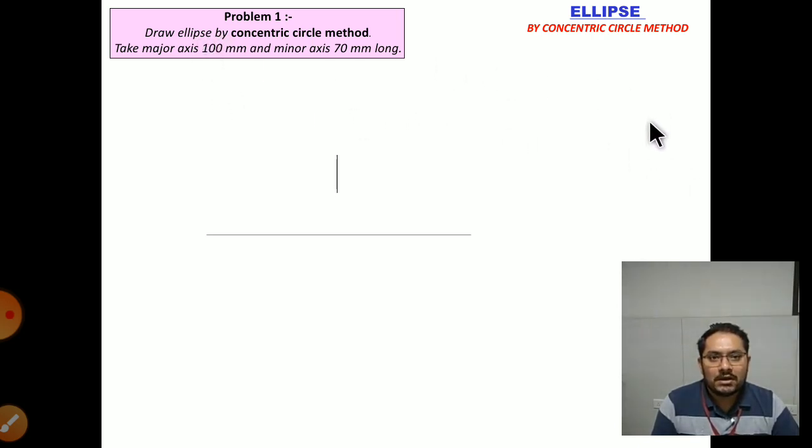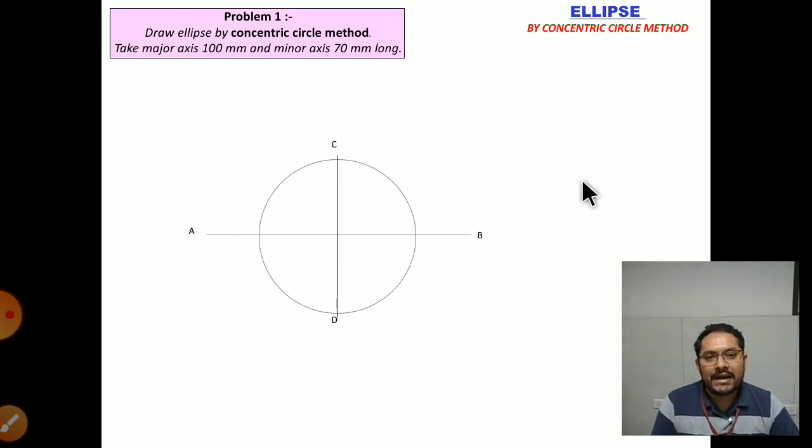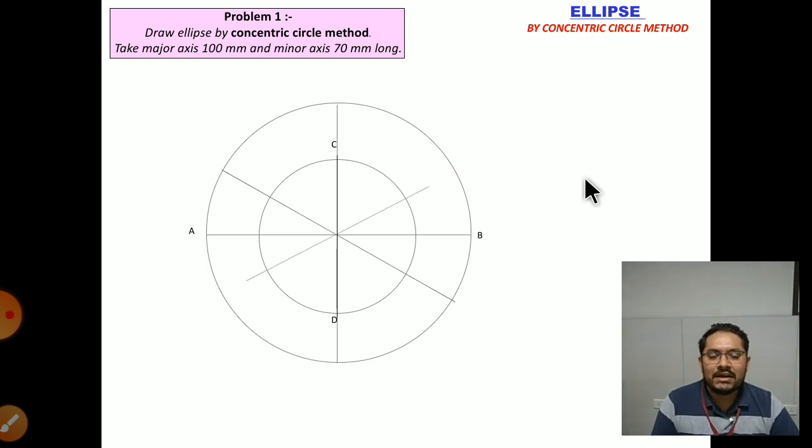Now, the minor axis is nothing but the perpendicular bisector of the major axis. So, we'll draw the perpendicular bisector of the major axis, and the length of that will be 70 mm. Now, by drawing this line, we need to take the midpoint of the 70 mm length. Now, let us name it: major axis is equal to AB and minor axis is equal to CD. Now, draw circles by taking the diameters equal to the major axis as well as the minor axis, and then we are going to divide this circle into 12 equal parts.